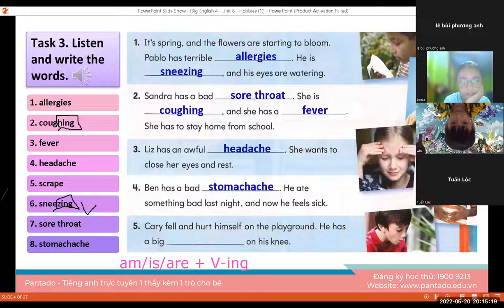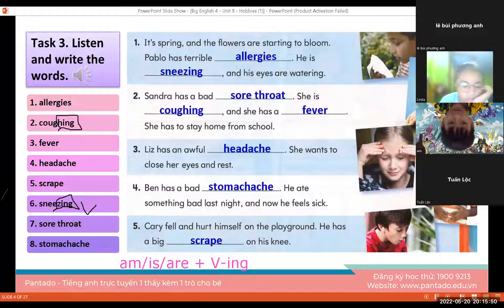Nguyễn sẽ đọc cho cô hết cả hai, cả một cái câu luôn. Carrie. Carrie fell and hurt himself on the playground and he got a big what? The last one. Chỉ còn đúng một từ thôi. À, nên chắc chắn là mình phải dùng từ này rồi. Scrape on his thigh. On his knee, okay?